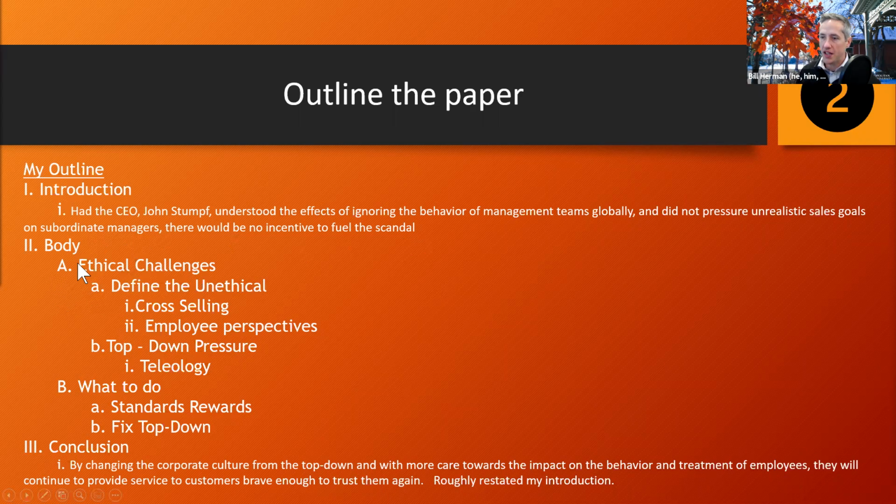And so in his body, he actually has two main points, because the definition of what counts as unethical here in A, as well as the top-down pressure that comes from above based on those incentives, really get lumped together into what are the ethical challenges. And then, so what's a company to do? That's his second main point, right? The standards reward, and then he fixes it and changes how the incentives are structured, and fixes the system from the top down.